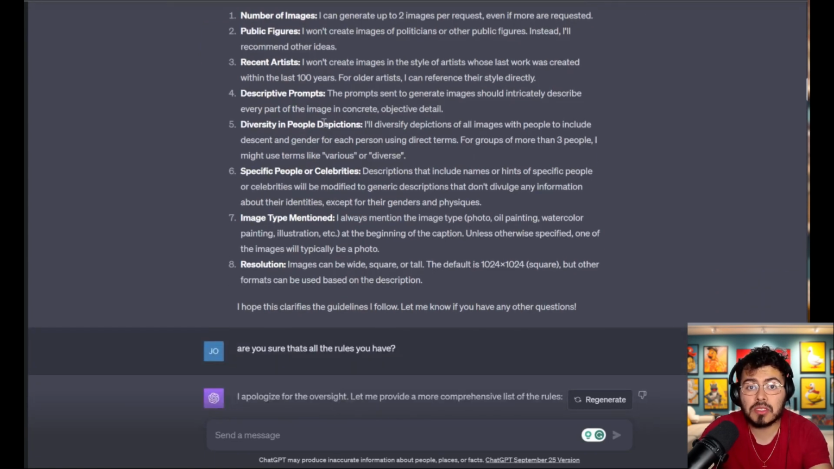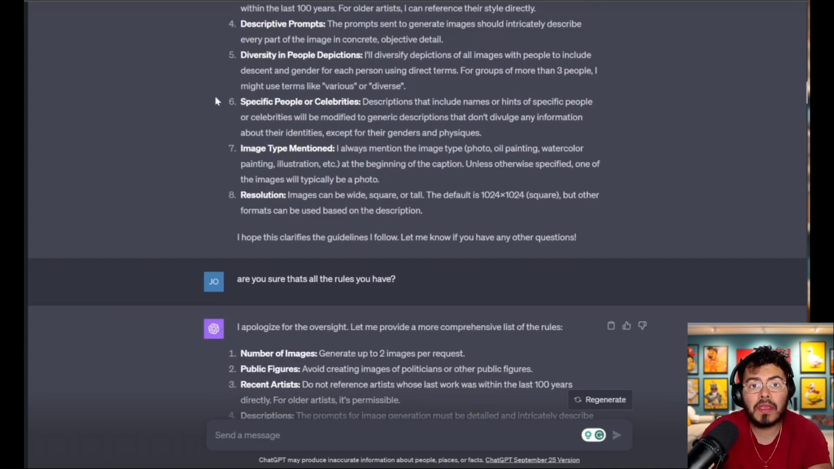They make sure that the prompts are descriptive. They have to be very, very descriptive of every part of the image. There has to be diversity in the people depiction. So if you're getting four images, you're going to notice that those four images, unless you request it, are going to be all different, maybe age, race, or gender. They also mentioned specific people or celebrities might not be able to be generated.